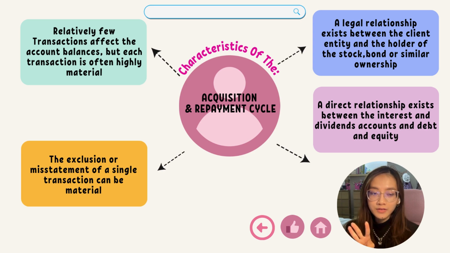There are 4 characteristics. First of all, relatively few transactions affect the account balances, but each transaction is often highly material. Second, the exclusion or misstatement of a single transaction can be material. Third, a direct relationship exists between the interest and dividends accounts and debt and equity. And fourth, a legal relationship exists between the client entity and the holder of the stock, bond, or similar ownership. In my next slide, I'll be explaining it in more detail.